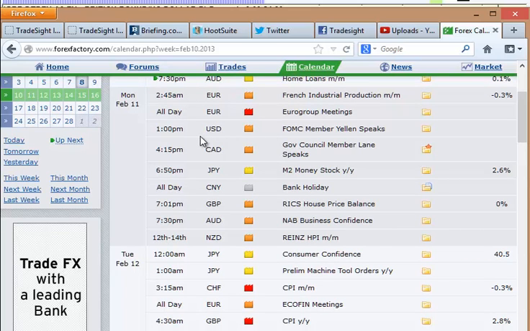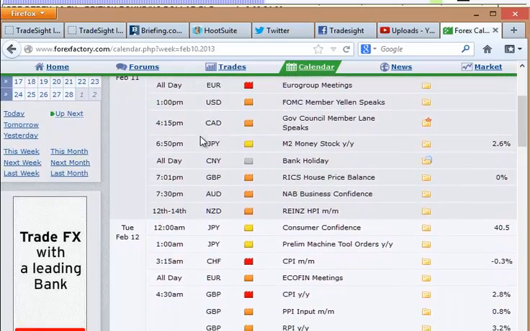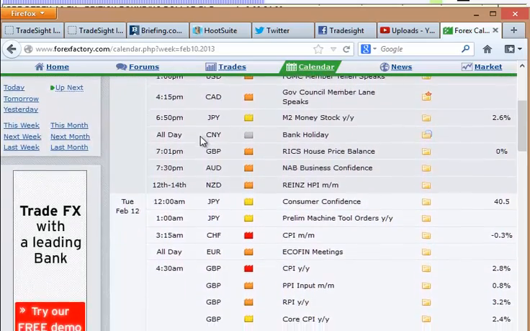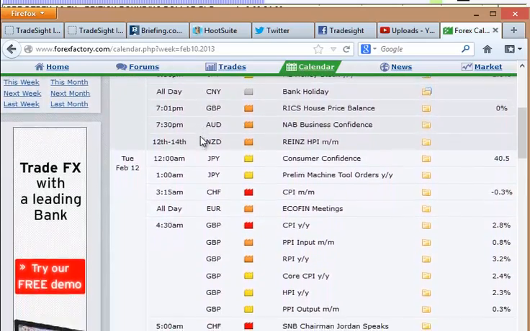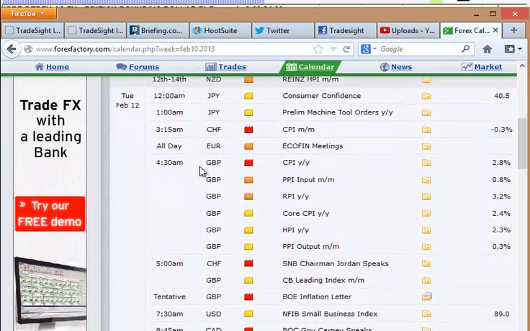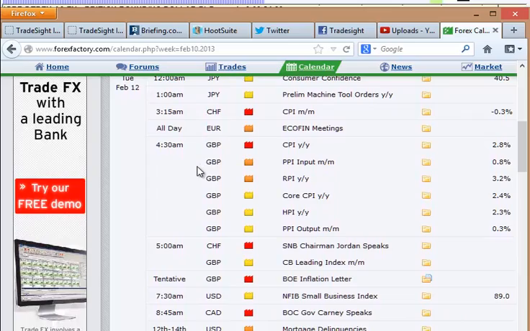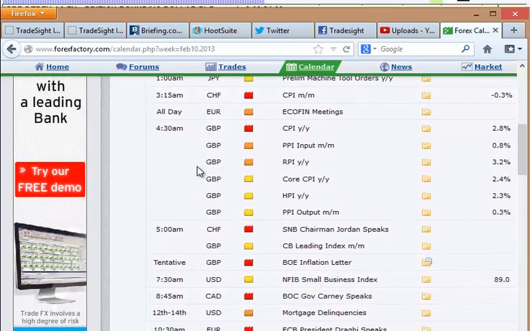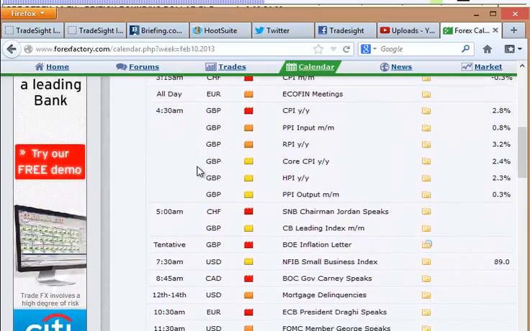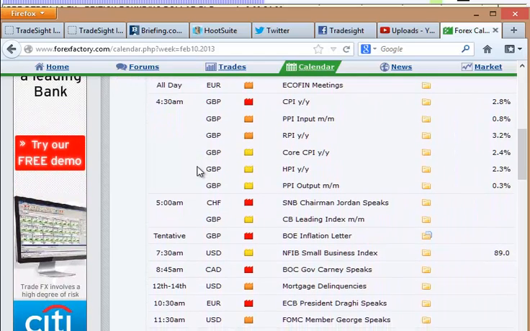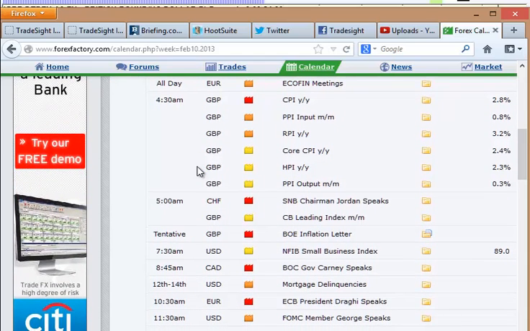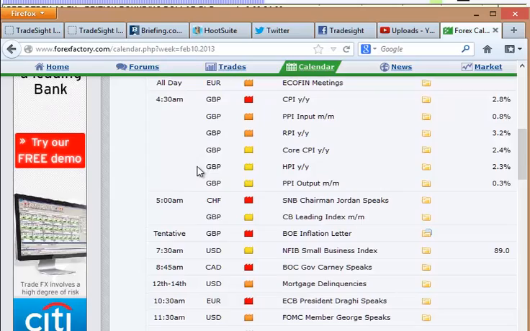No U.S. data on Monday. M2 money stock out of Japan Monday evening here in the U.S. Business confidence out of Australia right after that. Then Japan's consumer confidence at midnight going into Tuesday Eastern Time. CPI out of Switzerland. We've got meetings in Europe. Big data set at 4:30 a.m. Eastern Time out of the UK: CPI, RPI, PPI, HPI, all of it.